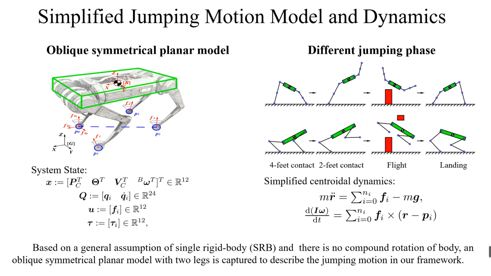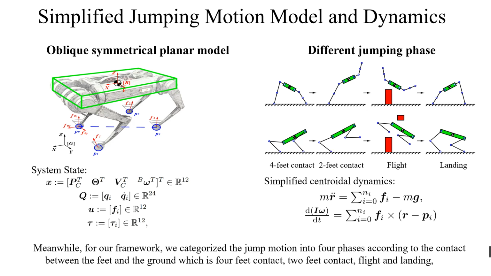Based on a general assumption of a single rigid body and no compound rotation of the body, an oblique symmetrical planar model with two legs is adopted to describe the jumping motion in our framework. Meanwhile, we categorize the jump motion into 4 phases according to the contact between the feet and the ground, which are 4 feet contact, 2 feet contact, flight and landing.